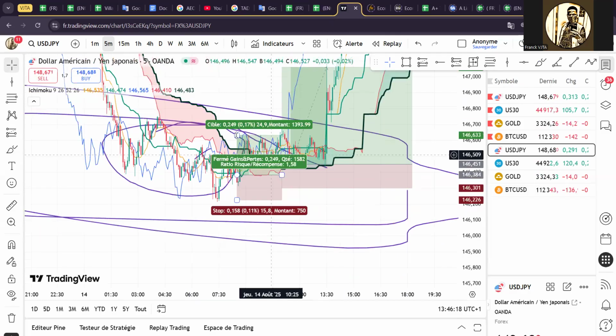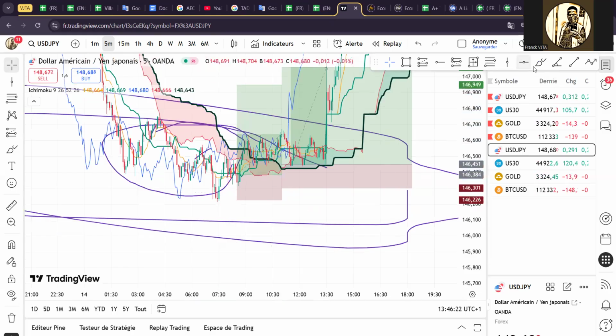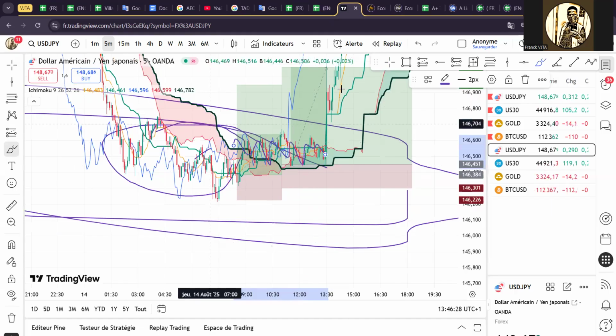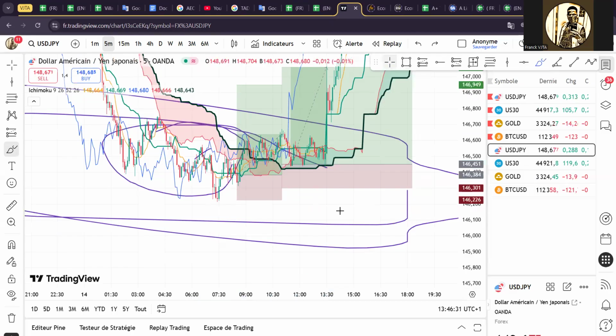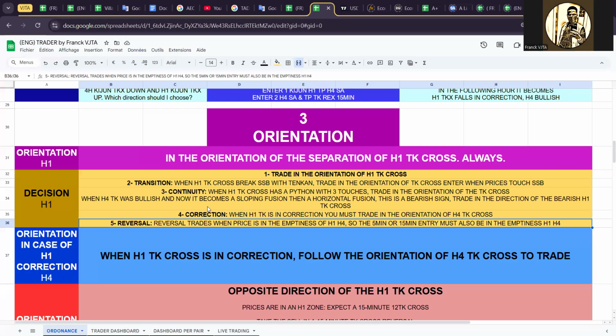Don't come and fix your nose inside 5 minute candles because 5 minute candles are doing like this, making you say that maybe it will not go up. Buy that asset. Buy it. That's how you buy the reversal. That's how you trade the transition. That's how you trade the continuity. That's how you trade the correction. That's all I have to say for this video. That's the order.